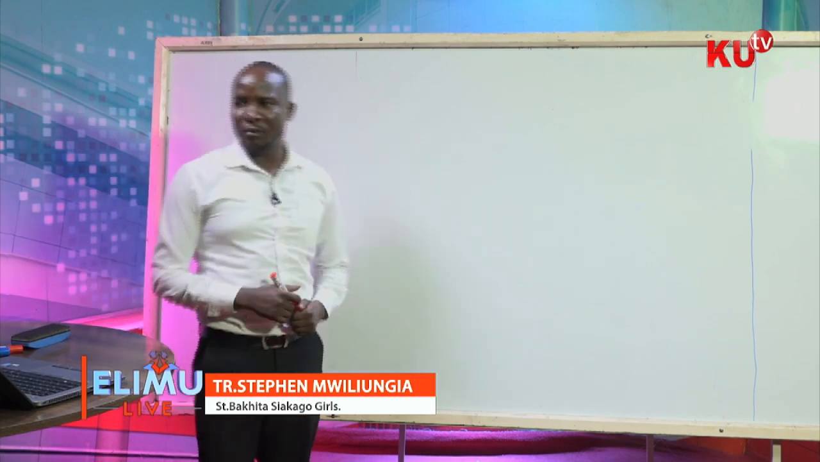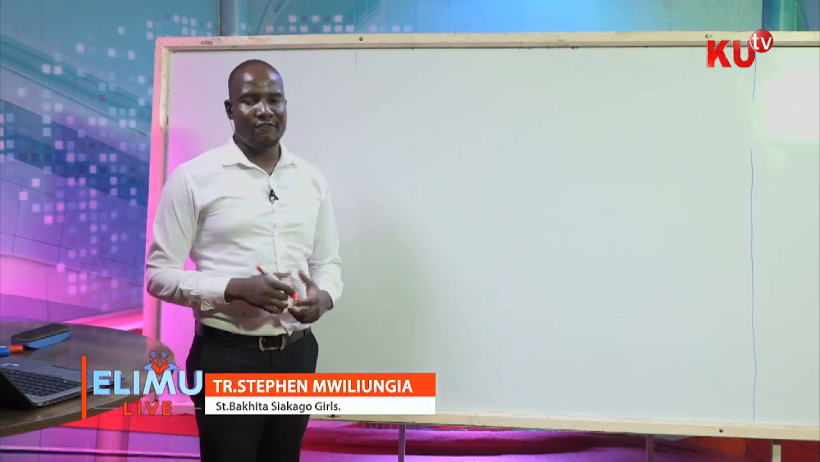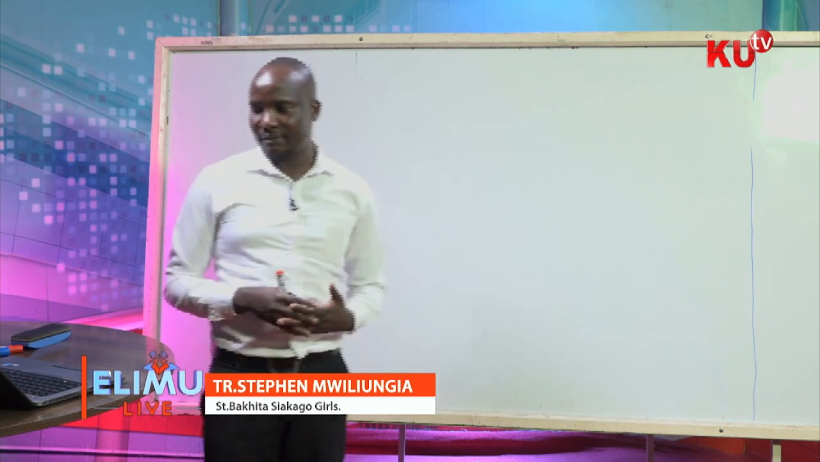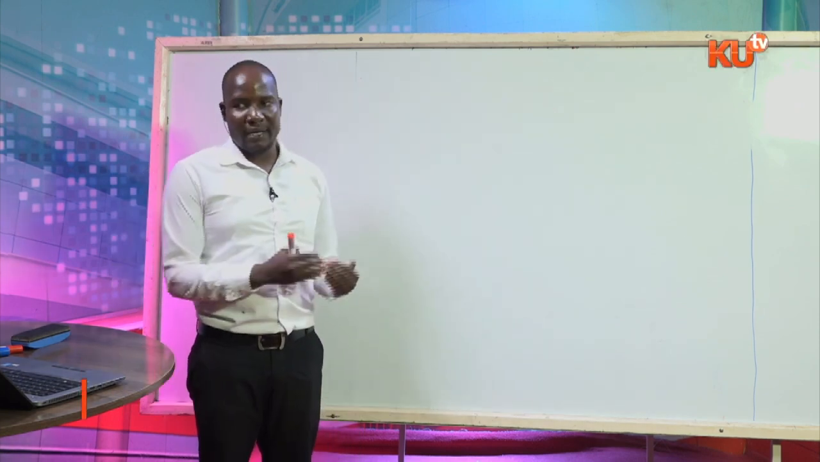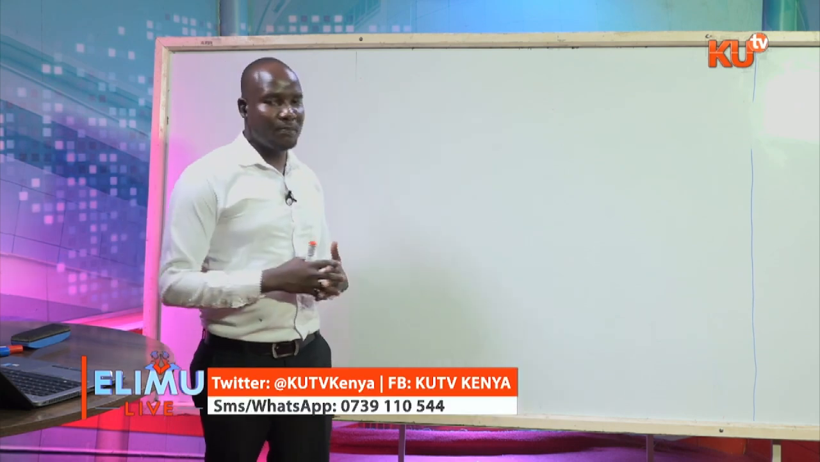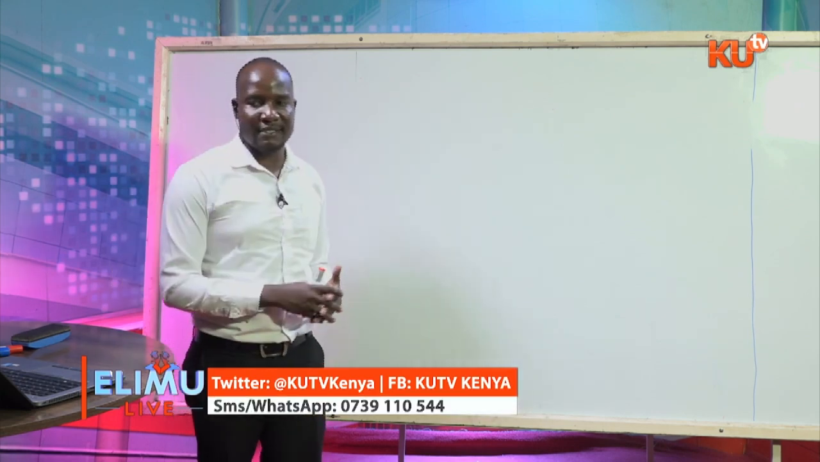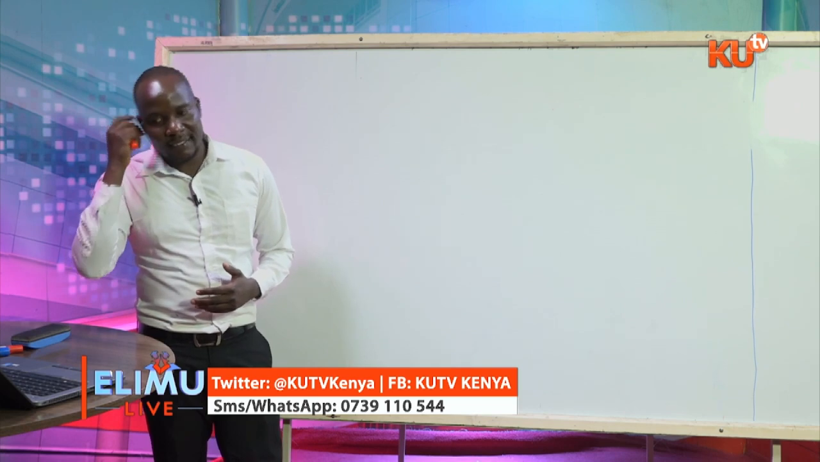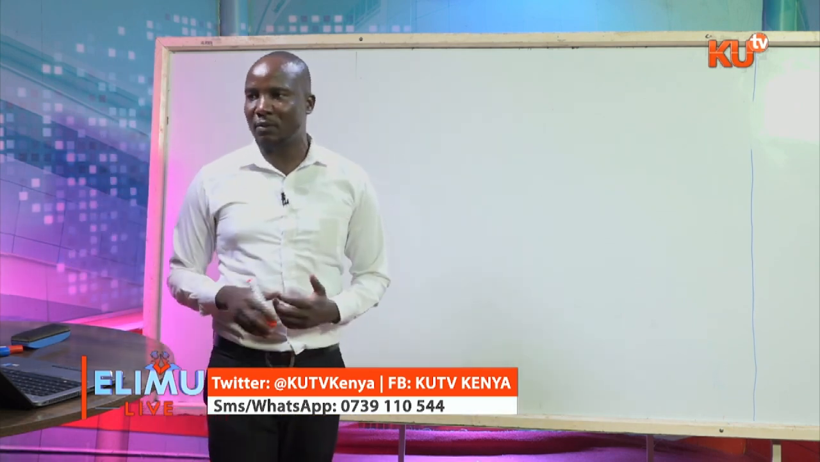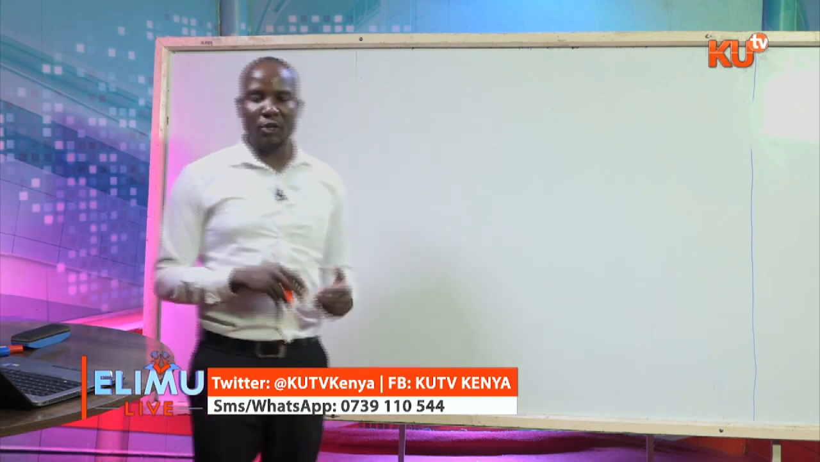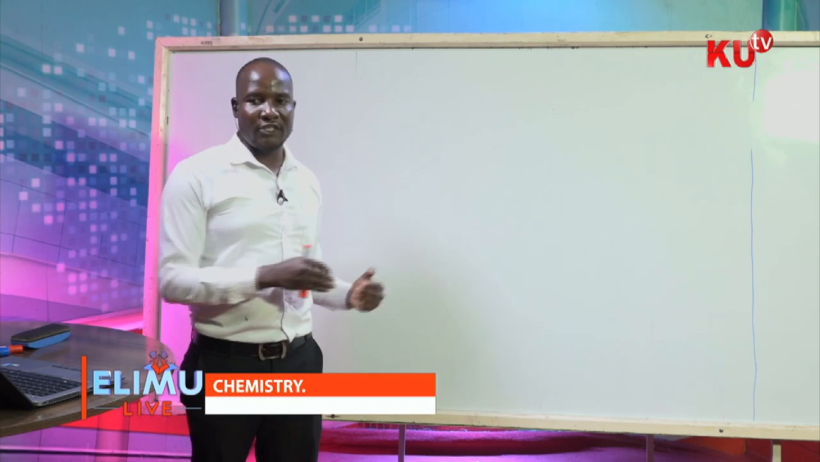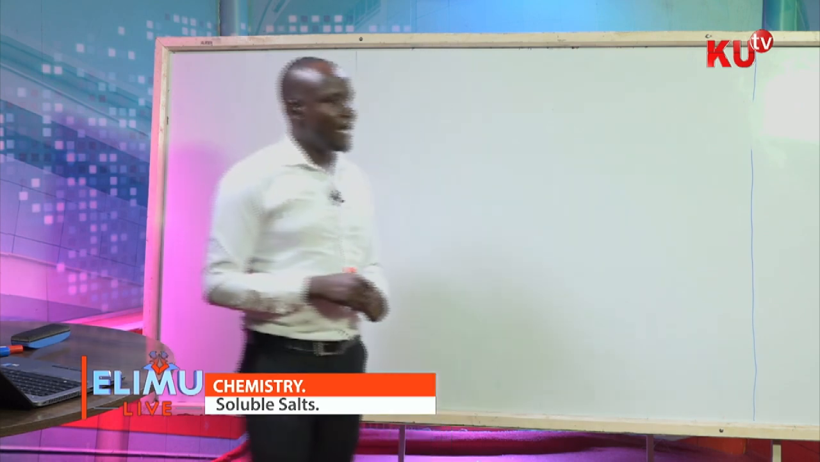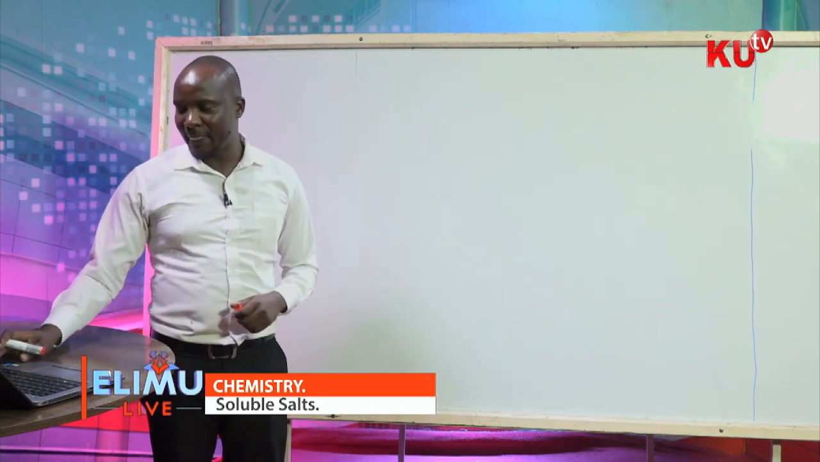Now, a soluble salt, learners. In Form 1, you learned about acid-base indicators, and the reactions between acid and base, and acid and metal. When an acid and a base react, they form salt and water. Also, you learned in Form 1 that when a metal reacts with an acid, it produces a salt and hydrogen gas.